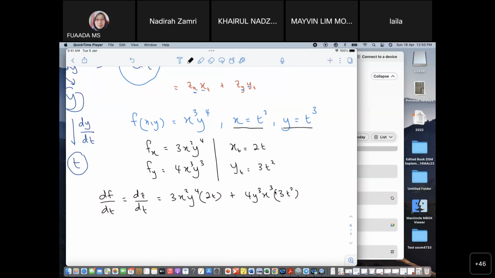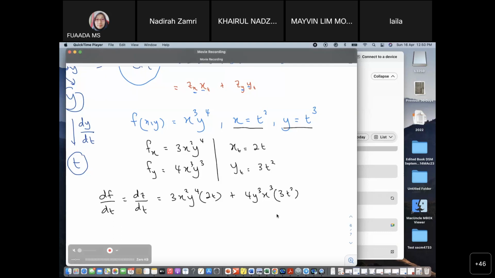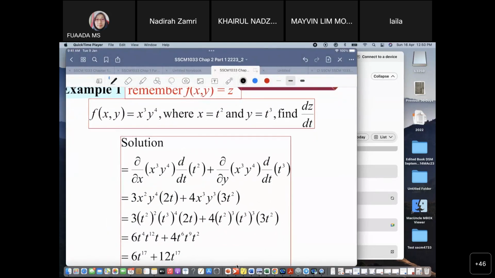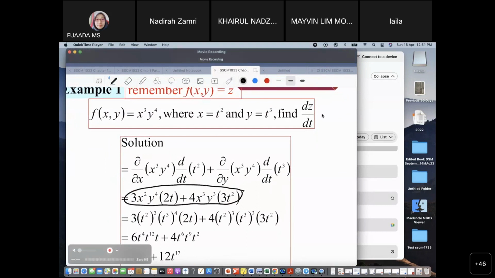You might be asking me, what kind of final version of the answer do you have to leave? If the question just says, like in the slide, to find dz over dt, then actually you can leave your answer with the combination of x, y and t. There is no problem. It is not wrong if you leave your answer in this form, unless they say to leave your final solution in terms of t.